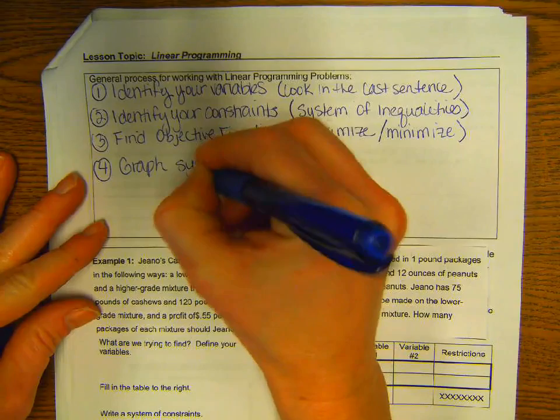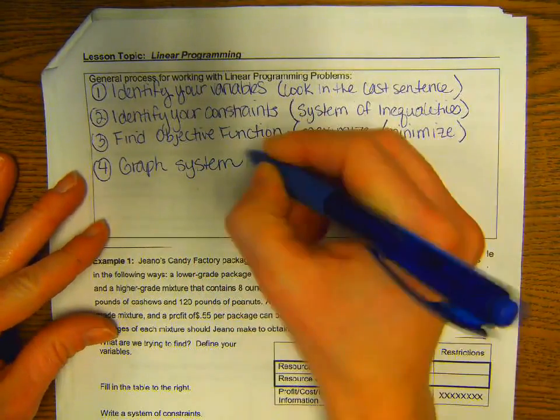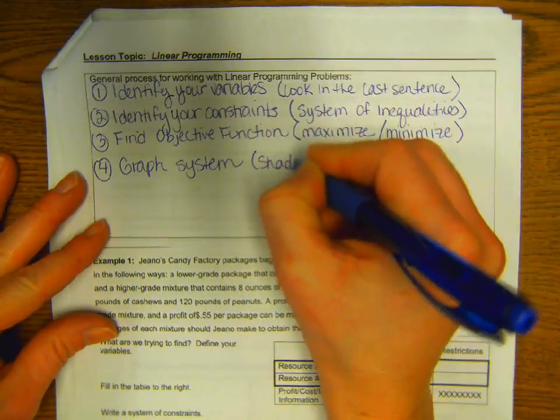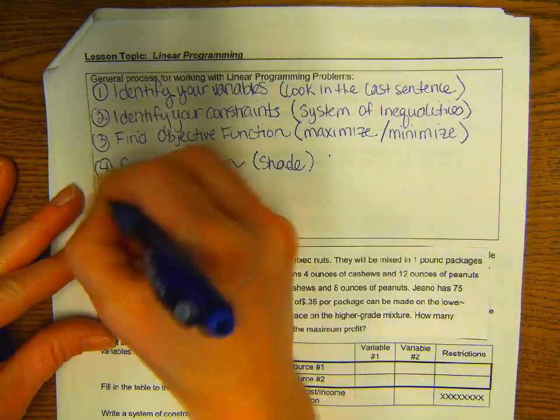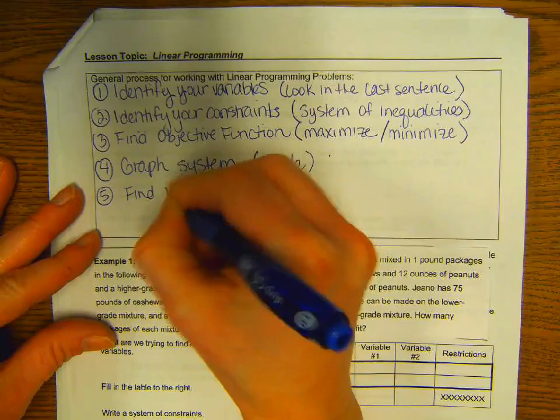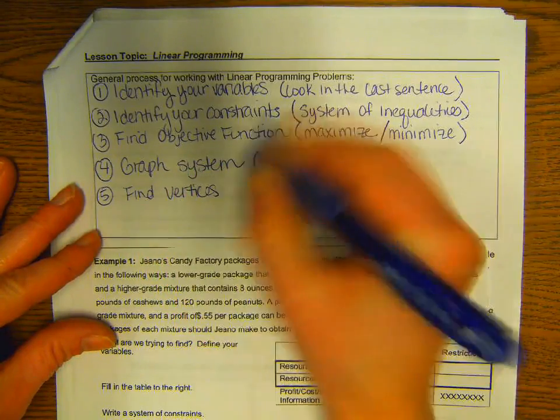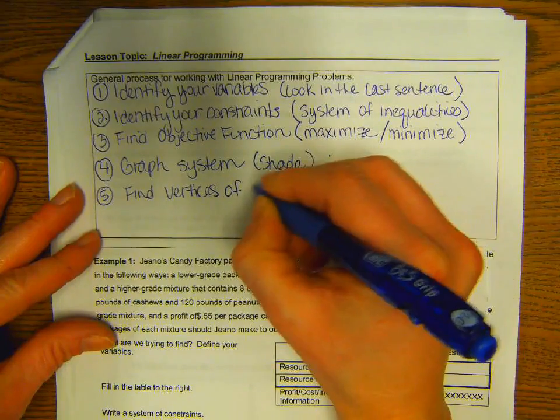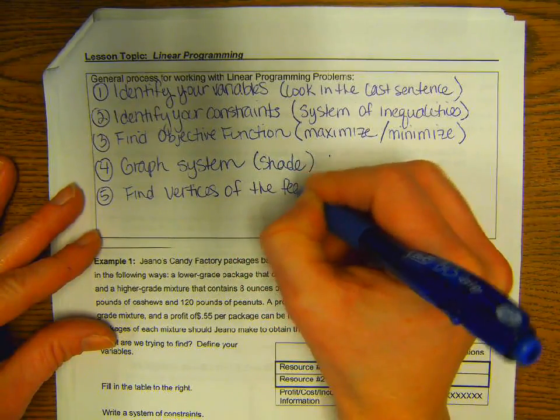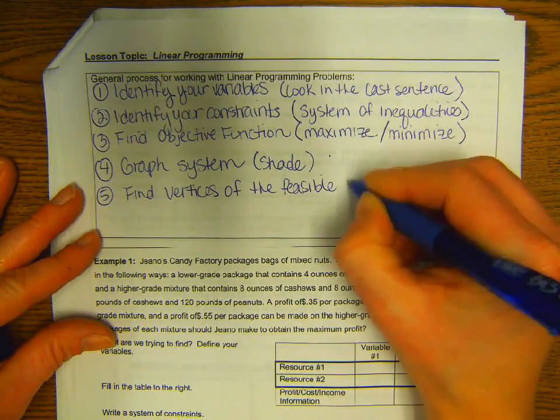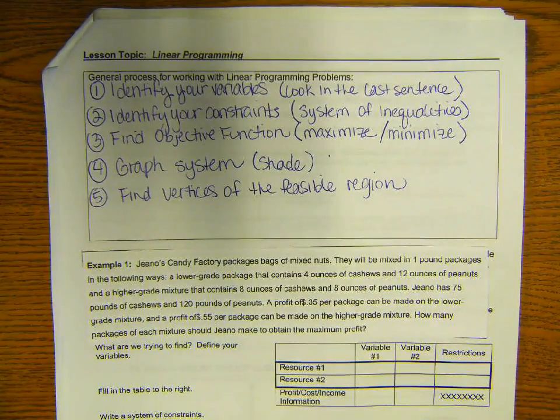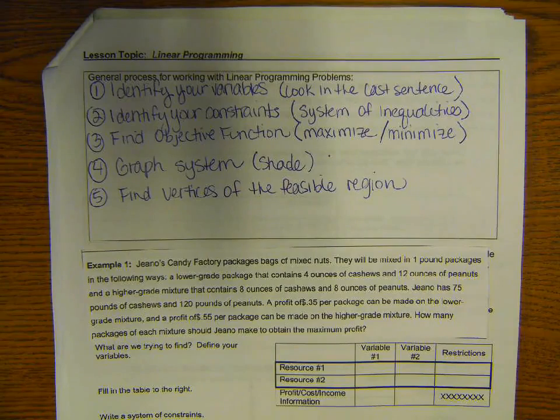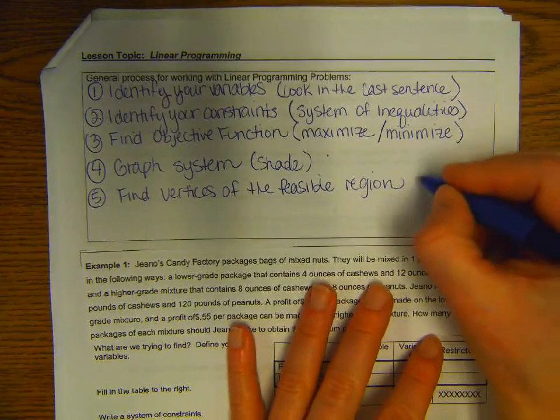Okay, so you're going to graph your system, which includes shading, and then you're going to find the vertices of the feasible region. Just a reminder, to find vertices, you might have to use elimination.